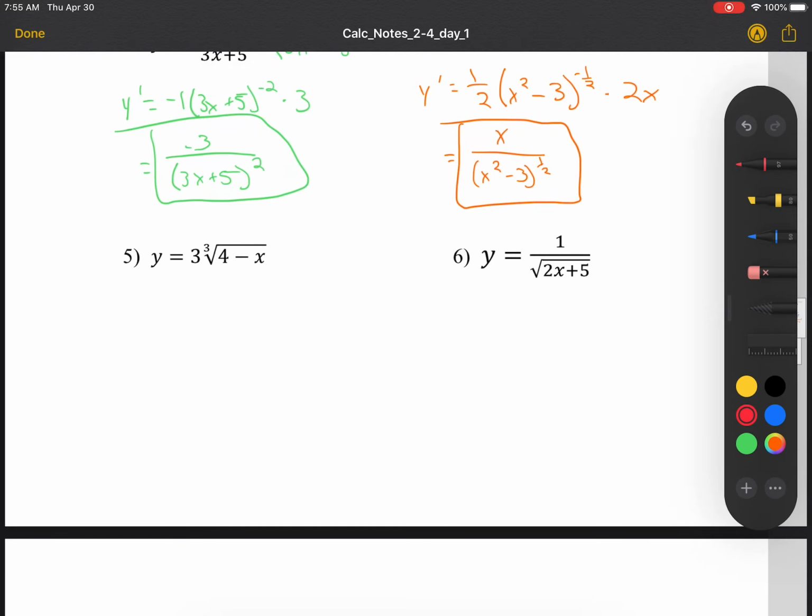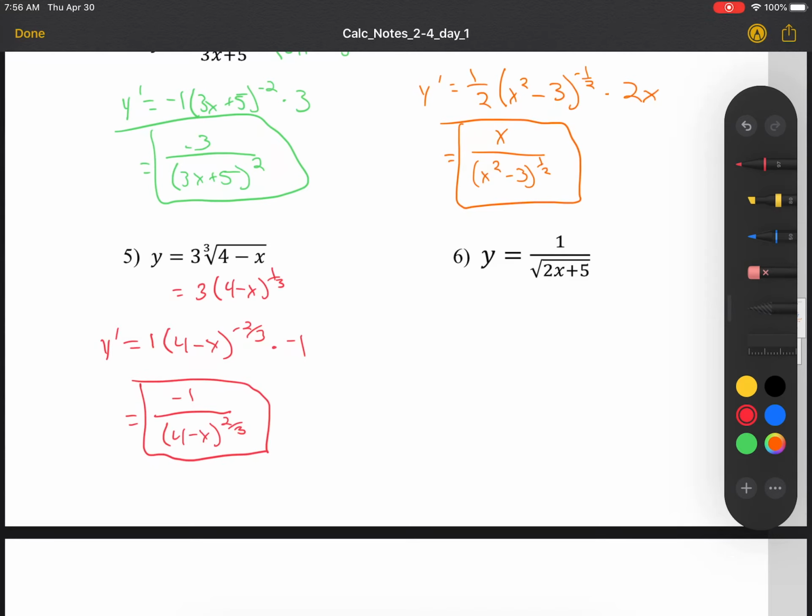All right, moving on to 5. We got a rewrite. I rewrote this as 4 minus x to the 1/3, right? Get it in that exponent form. Then we take the derivative of the outside. Then we take the derivative of the inside. Then our final line. Get everything sorted out. No negative exponents, and you're left with that guy.